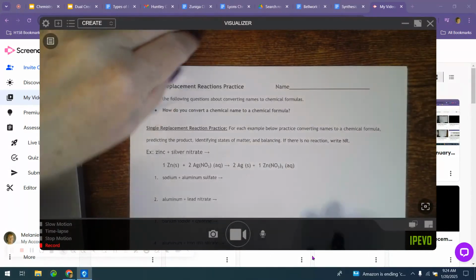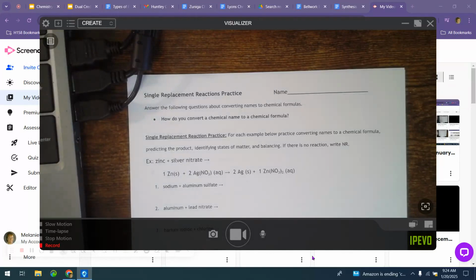Okay, so these are a little bit different than things that we have been doing, synthesis and decomposition, because in those cases we're either putting something together or we're breaking something apart. In a single replacement reaction, what happens is one element takes another element's place.